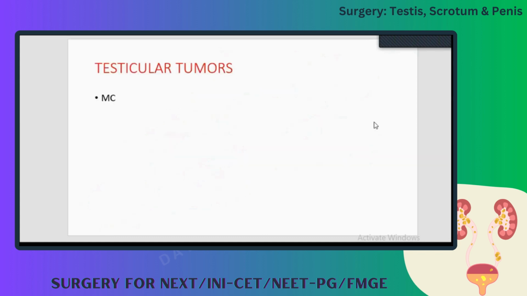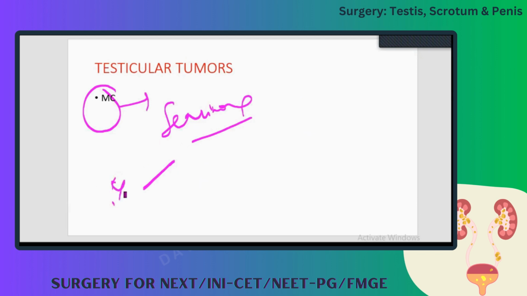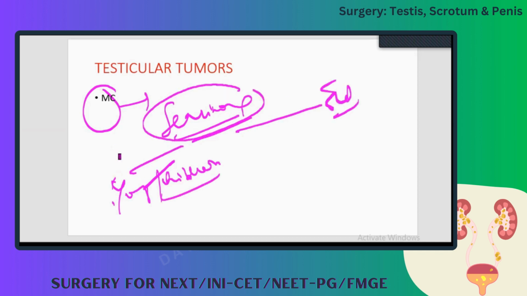Testicular tumors. Most common testicular tumor? Seminoma. Okay. Most common testicular tumor in young people, like young children, and old. Only 3 questions here. Seminoma is the most common. Good. In young children, what is that? In old people, what is that?